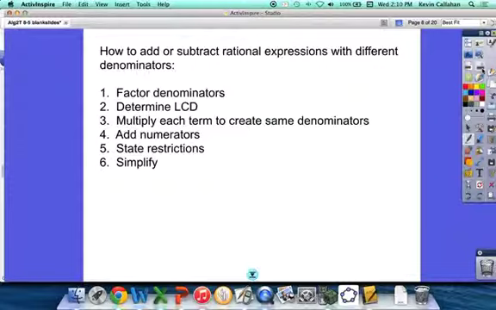First, we'll factor the denominators. Okay, we know what that step will mean. Then we'll determine the LCD, kind of like I just did on the last slide. Then we'll multiply each fraction so that it has the common denominator. And we'll add the numerators. And because sometimes we will have something to simplify at the end, before we start canceling out factors, we need to state the restrictions.